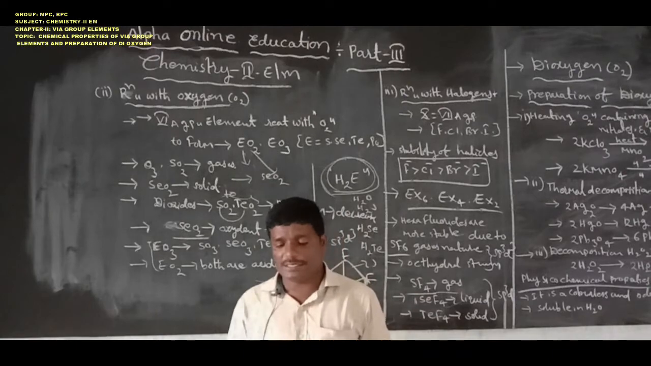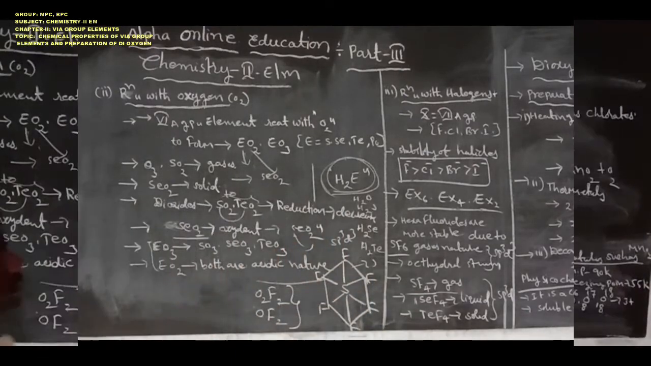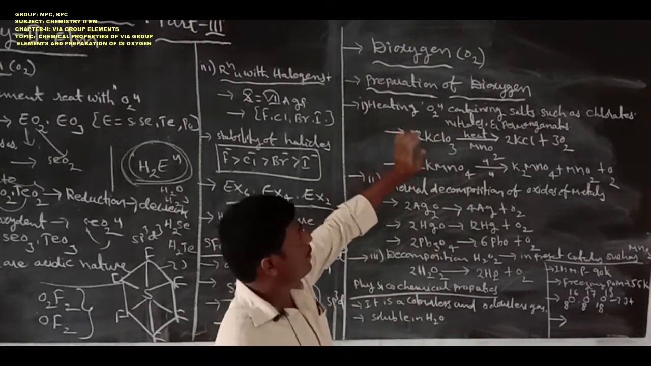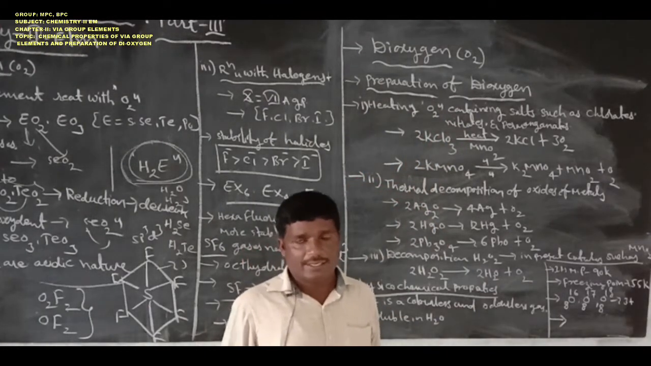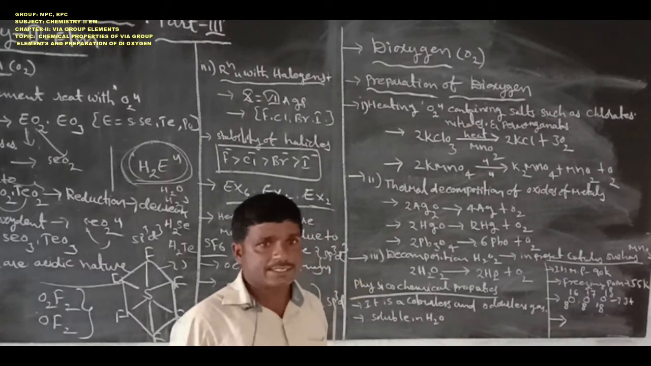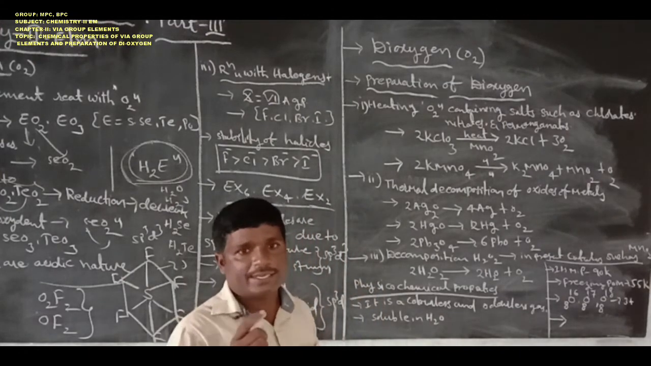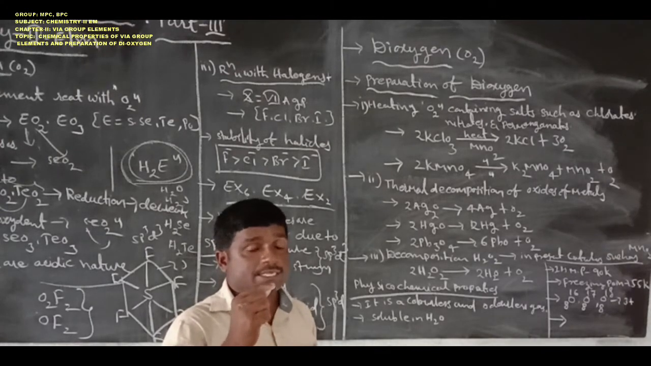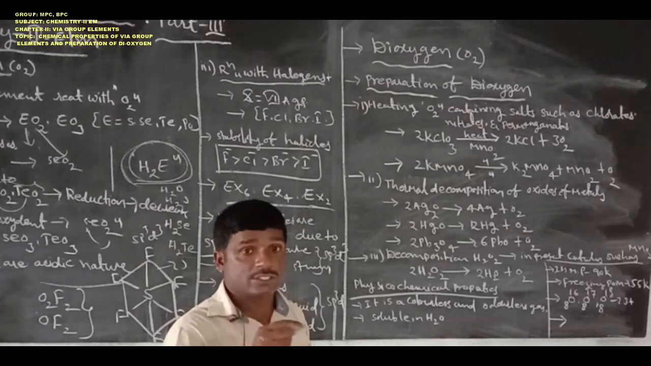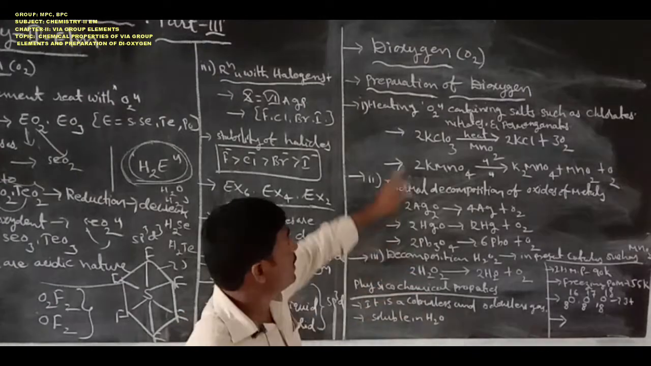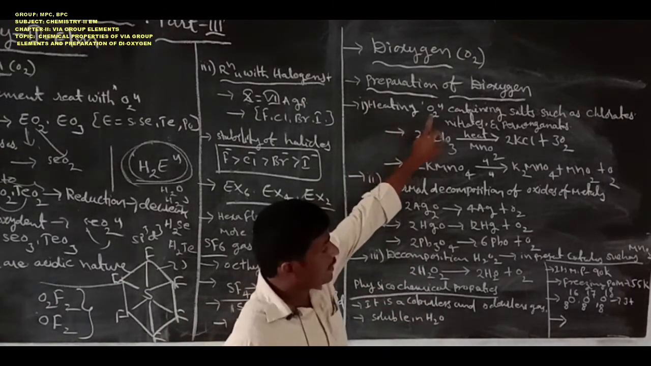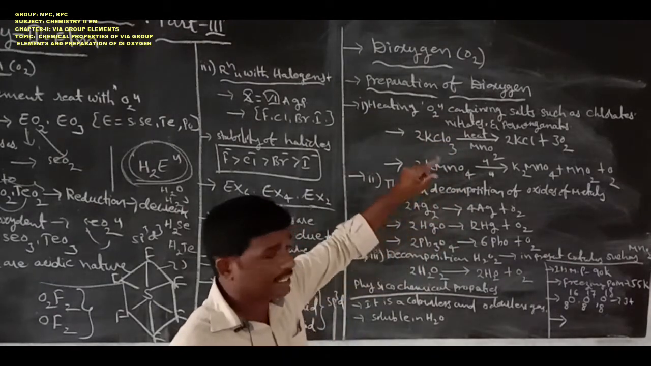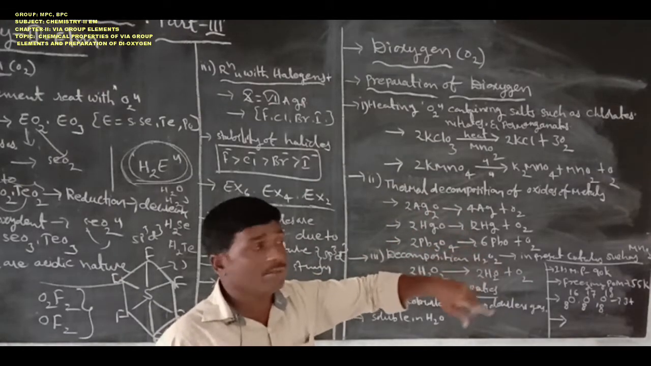Now the preparation of dioxygen. Dioxygen has the general formula O2. It is prepared by the laboratory method. In the laboratory method, dioxygen is prepared by heating oxygen-containing salts such as chlorates, permanganates and nitrates.